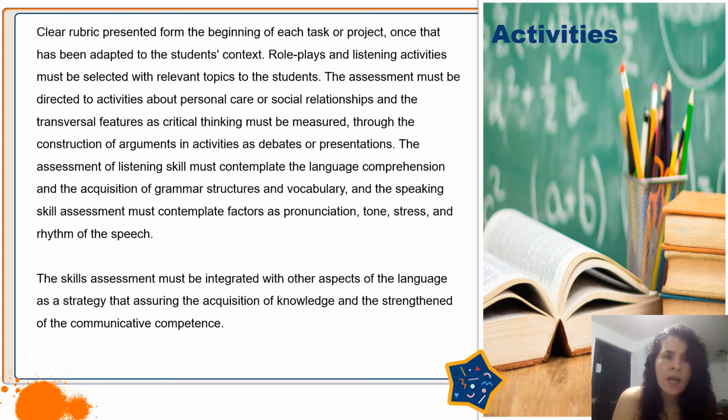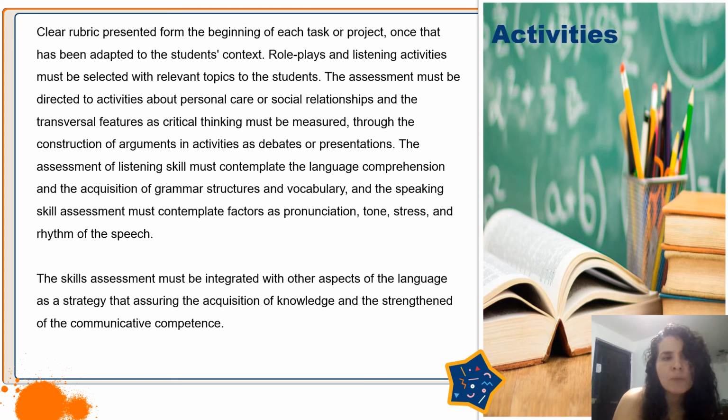The activities. This is a brief summary of what types of activities could be developed in this proposal of evaluation. The first is that the teacher must set a clear rubric that must be presented from the beginning of each task or project, once it has been adapted to the student's context, obviously. Role plays and listening activities must be selected with relevant topics to the students. It's important to know the students' likes.